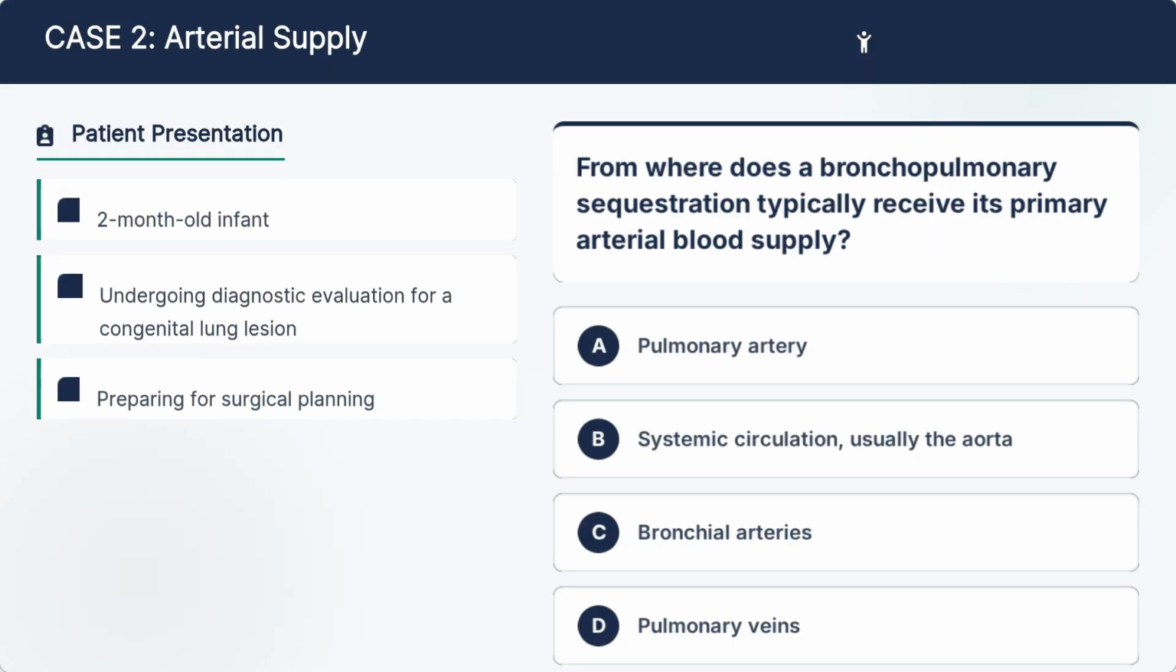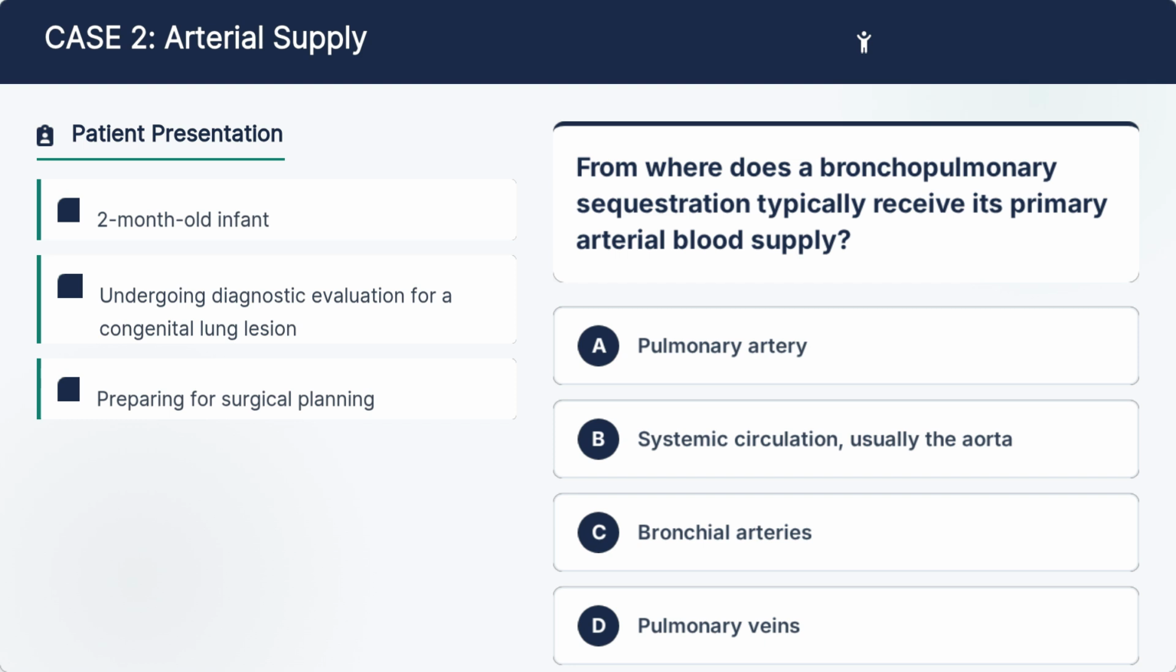Case 2. Arterial supply. A 2-month-old infant is undergoing diagnostic evaluation for a congenital lung lesion and is being prepared for surgical planning. The surgical team needs to identify the arterial supply before proceeding. The question is, from which circulation does the aberrant arterial supply of a bronchopulmonary sequestration originate?